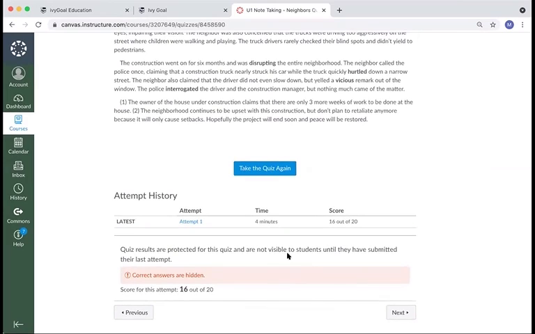We got 16 out of 20. Why are the correct answers hidden? I don't know why. That's strange. I'll have to tell them. Well, maybe it's because it's a quiz, so they don't want you to just go back and do it again and come up with all the answers. I can see the answers. I'm in teacher mode, so normally I can. So that's just a bug.